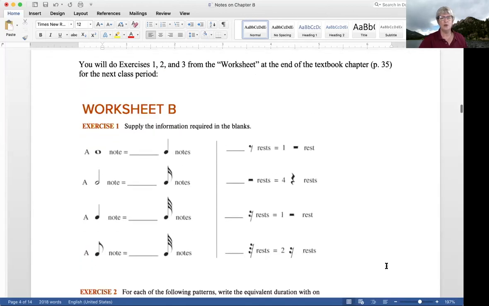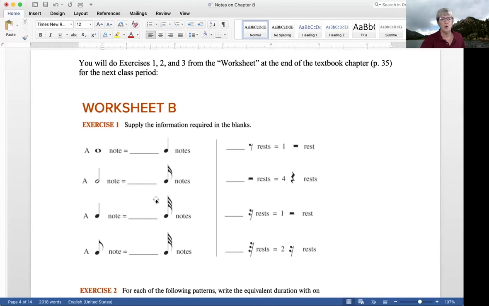At this point, you should be able to do exercises 1, 2, and 3 from the worksheet at the end of the textbook chapter. These three exercises are all on page 35, and they're due for the next class period. Exercise 1 gives you a sort of mathematical equation where it tells you that a single note of some duration is equal to, and then you have to fill in a number on the blank to say how many quarter notes a whole note would be equal to.